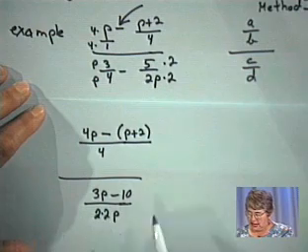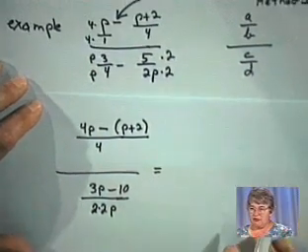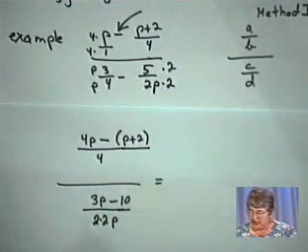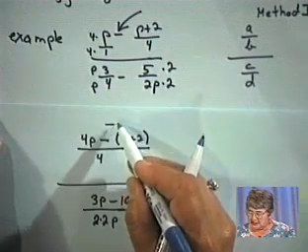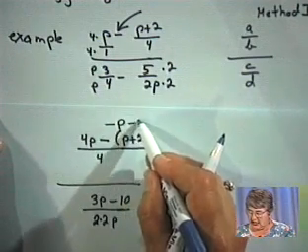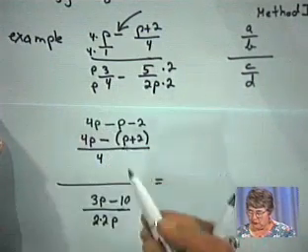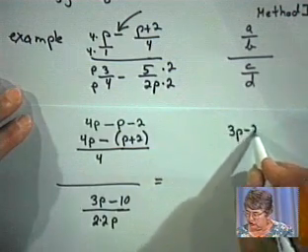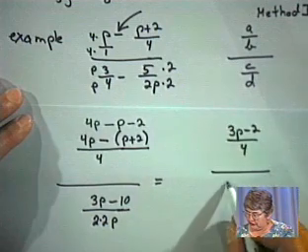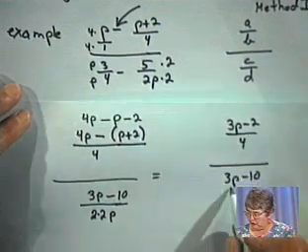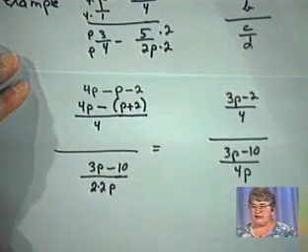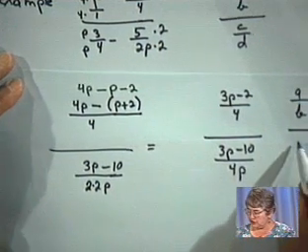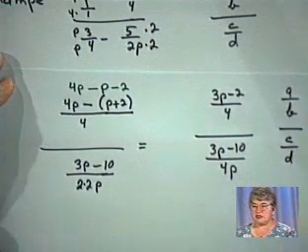Okay? Now we're ready to do invert and multiply, but before we do that, let's simplify the expression in the numerator by carrying that negative through. Remember, we have a negative, which means this will become a negative p and a negative 2. So the numerator now is 4p minus 2. And so we end up simply with 3p minus 2 divided by 4, over 3p minus 10 over 4p, which is writing this as a simple rational expression in the numerator divided by a simple rational expression in the denominator.